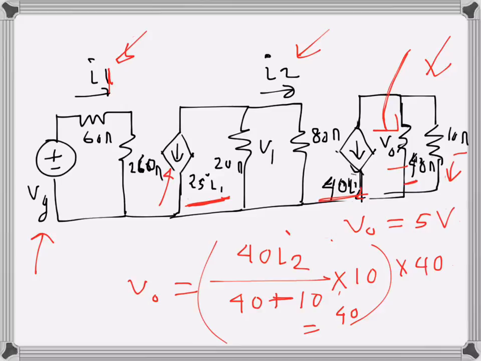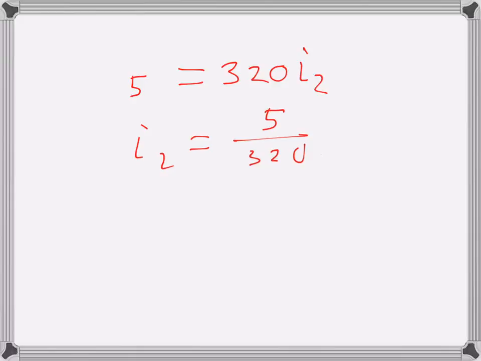So this is 40 I2 times 10 over 50 times 40. Basically this cancels, and this is 8 here. So we have 320 I2, and V0 is given as 5, so I2 is 5 over 320.